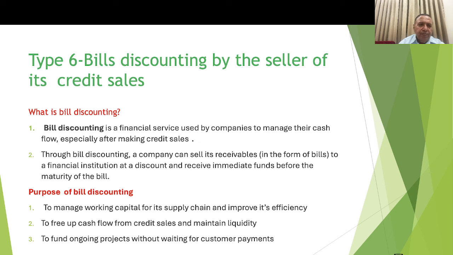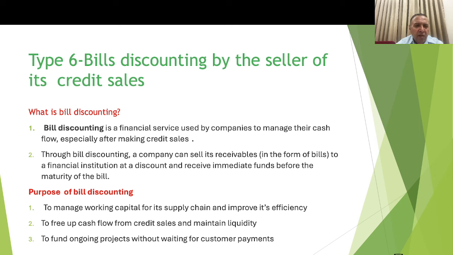Bill discounting by the seller of its credit sales. What is bill discounting? Bill discounting is a financial service used by companies to manage their cash flow, especially after making credit sales. Through bill discounting, a company can sell its receivables in the form of bills to a financial institute at a discount and then receive immediate funds before the maturity of the bill.